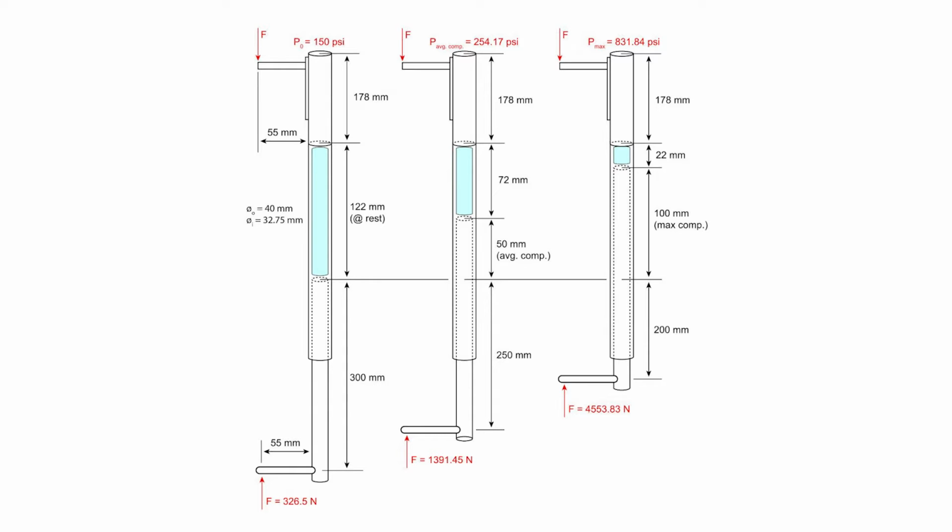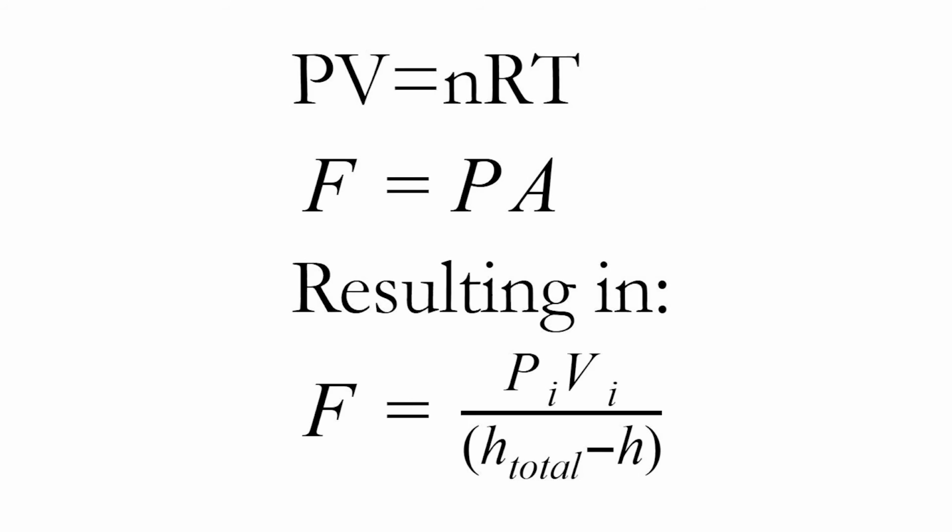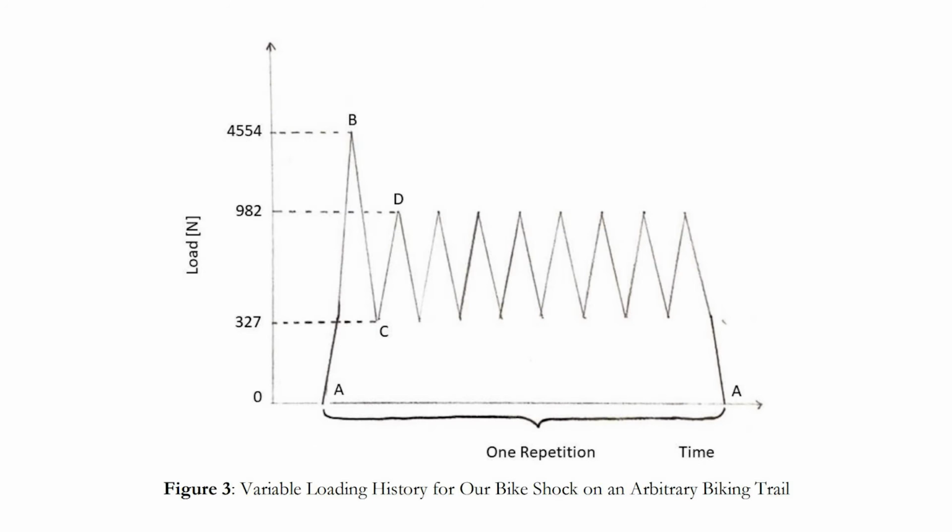The values for each scenario's respective load were calculated by combining the ideal gas law and the force equals pressure multiplied by area equation. For fatigue analysis, we calculated the number of trail rides the suspension could withstand before failure. A loading cycle was designed to represent a section of trail, starting with a drop and then followed by 8 rocks, as seen in this figure.